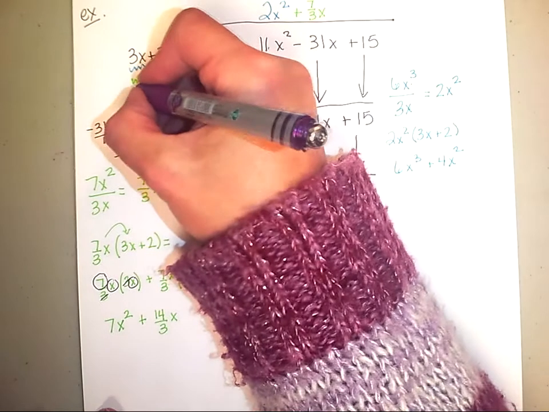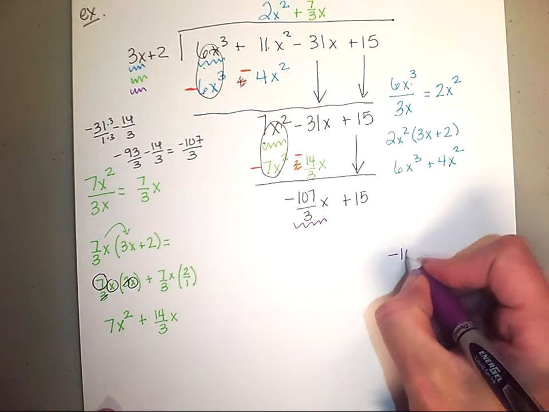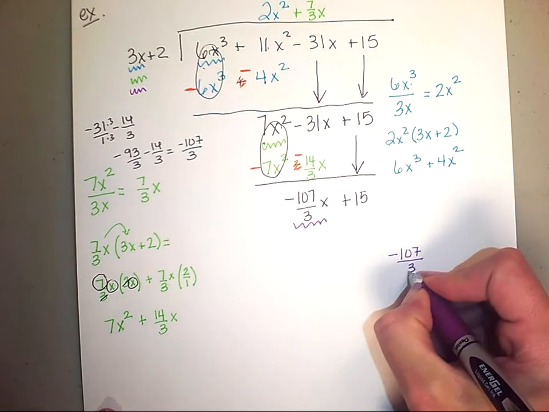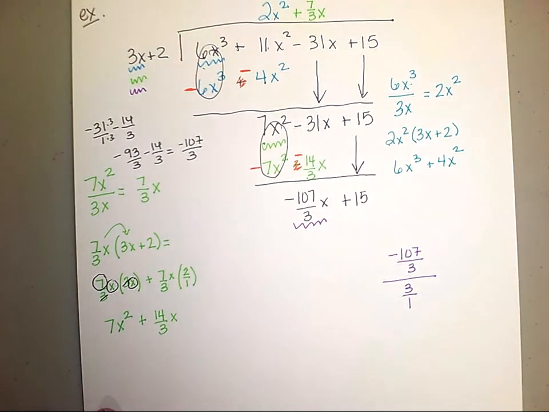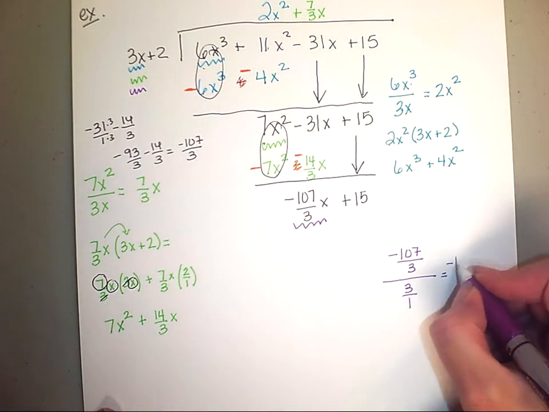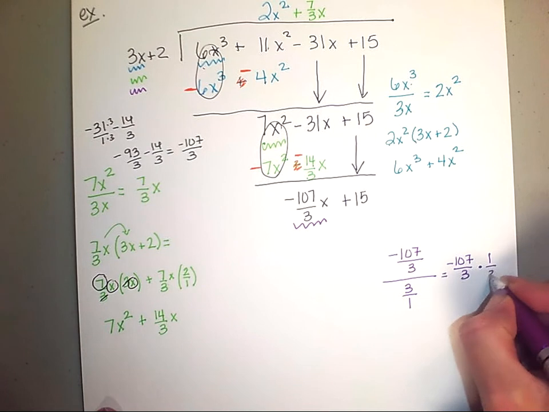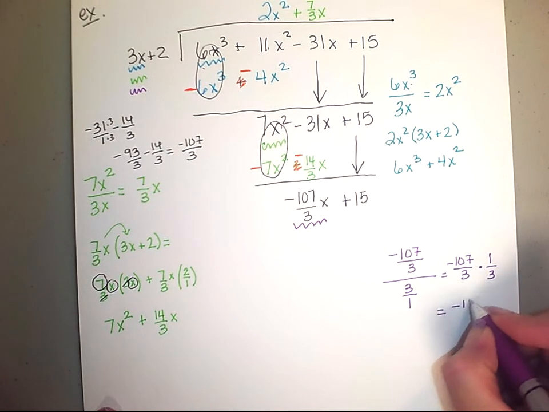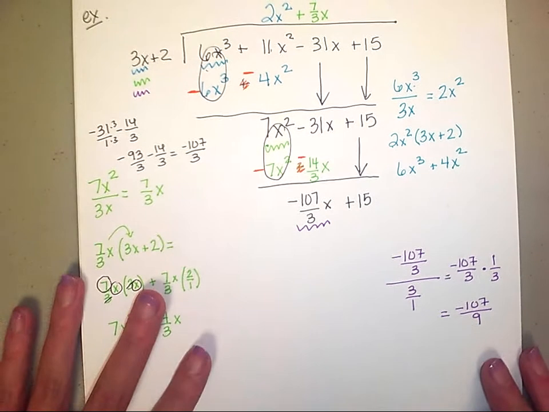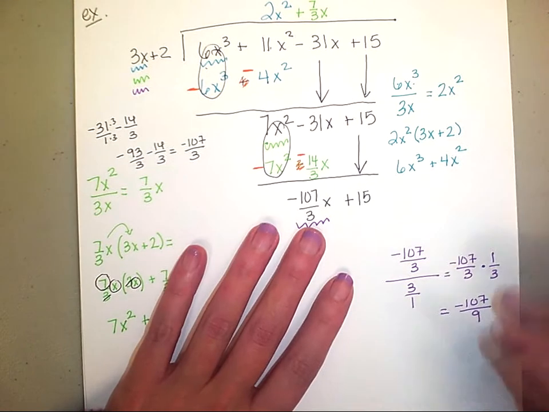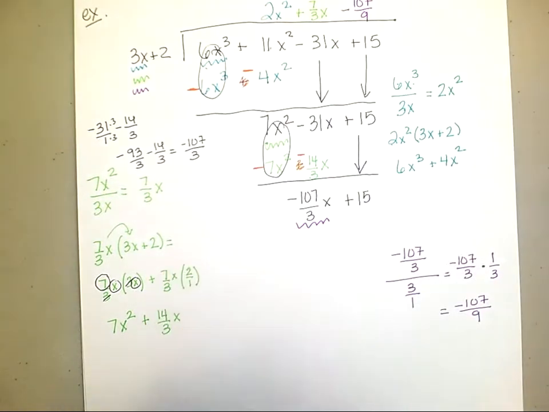Alright, now we look at 3x plus 2 and how many times that goes into negative 107/3. We want to divide that by 3, which is 3 over 1. Remember, when you're dividing fractions, you have to invert and multiply. So this is negative 107 over 9. Whew, okay, we can do it. Minus 107 over 9.